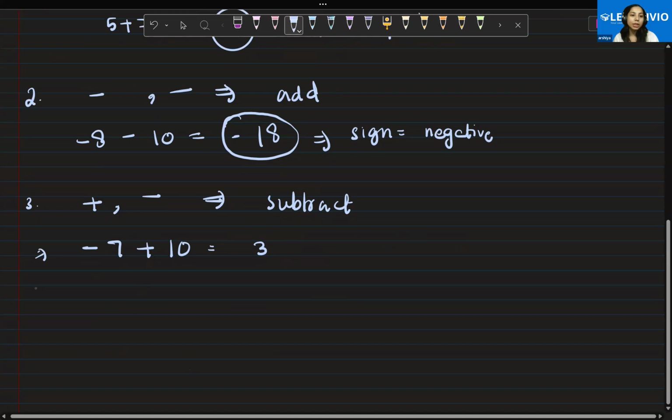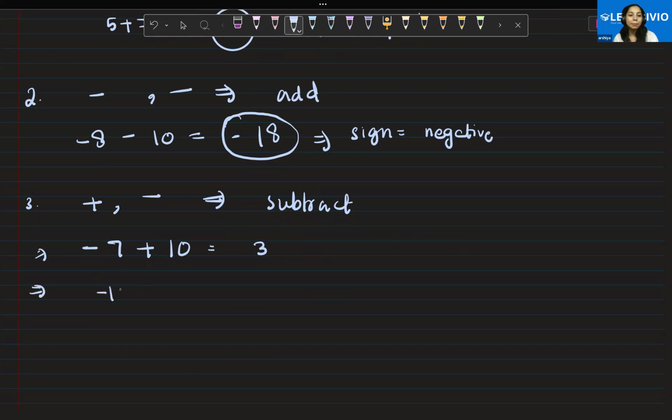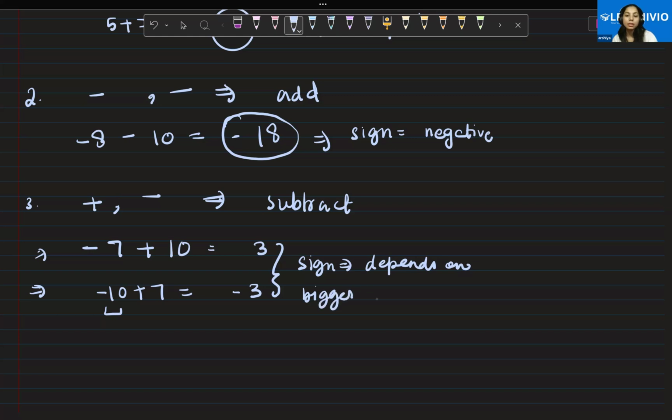Okay, let's take one more example. Let's say I'm doing -10 plus 7. So the answer will be 3 only because we're still subtracting. But the bigger number is 10 and 10 is negative. So the answer will be -3. So here, the sign depends on the bigger digit. Okay. Is it clear? Yes, ma'am. So far? Okay.